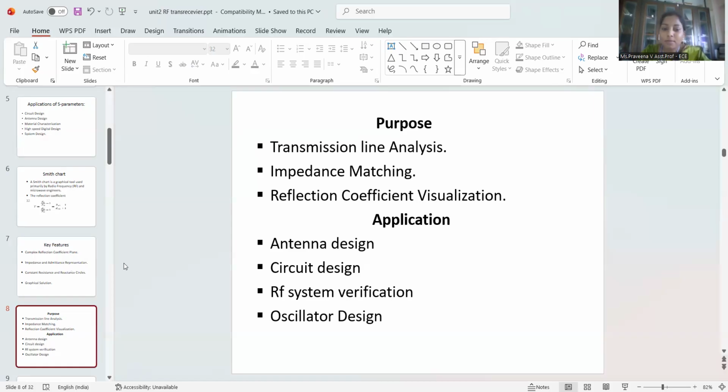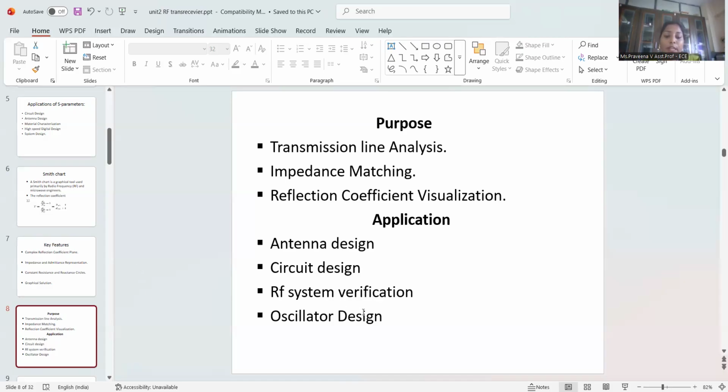Then impedance matching. Impedance matching is one of the most important applications of the Smith chart, that is, matching the impedance between source and load in order to ensure that the maximum power is transferred to the load. So, for example, in a Wi-Fi router, the antenna impedance must be properly matched with the transmitter impedance and the receiver impedance. So it is perfectly matched. That indicates the impedance is properly matched.